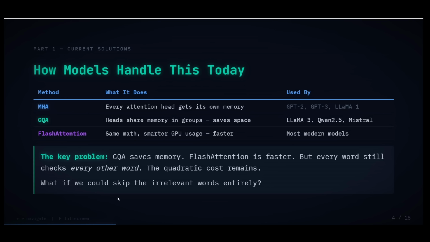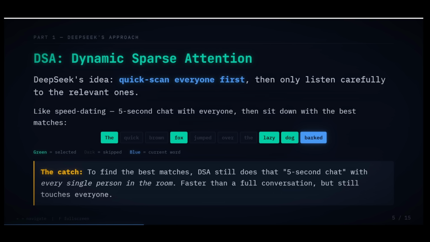Every person in the room has to look at every other person. So the question is, what if we could skip the irrelevant words entirely? And that's exactly what DeepSeek tried.